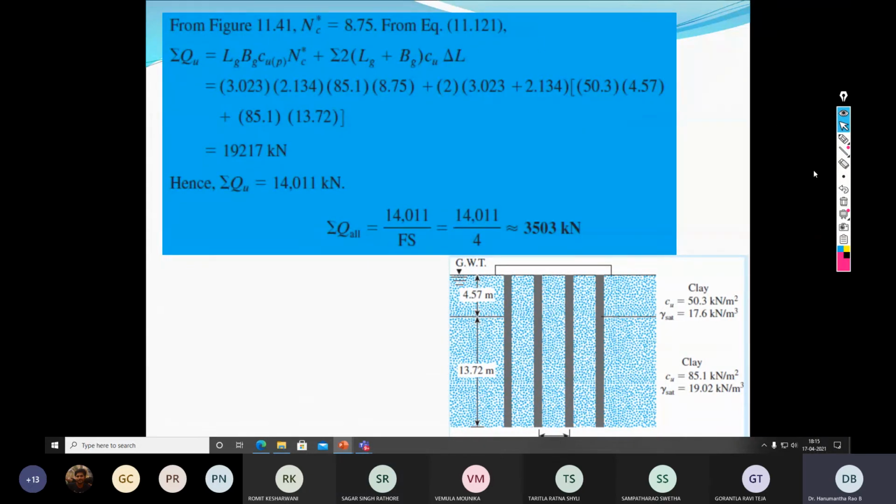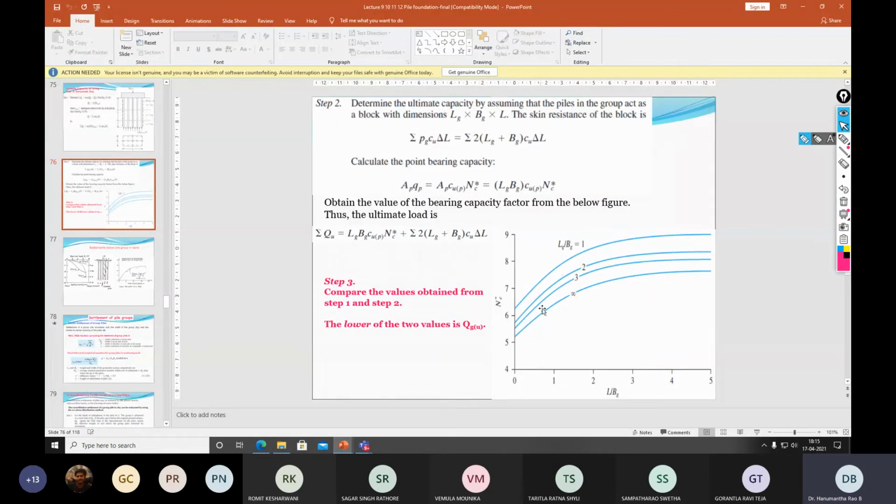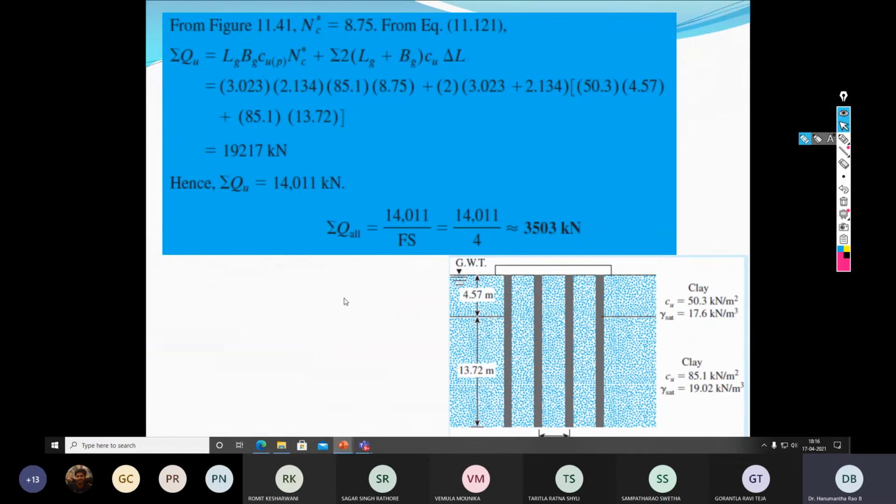So from this figure, L by BG is approximately 8. You can see beyond 5, the value is almost becoming constant. So it is immaterial; beyond L by BG of 5, it doesn't make any difference. So you can directly take the value as 5 only. So from figure 11.141, NC star is equal to 8.57.